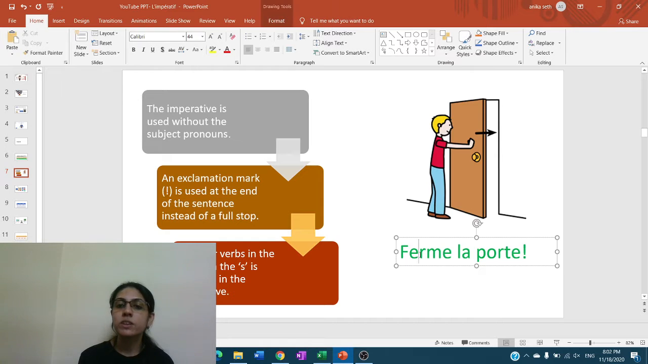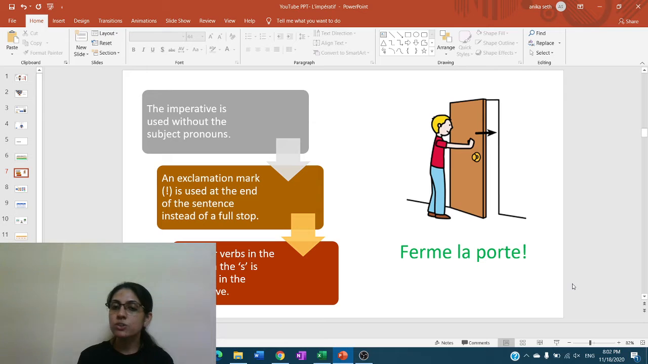So see the example over here. Ferme la porte. Now from the conjugation of the verb, we can make out that this instruction is being given to one person because the verb which is conjugated here, ferme, is with tu form. S has been removed from the verb. If it was with nous, it would have been fermons. If it was with vous, it would have been fermez. So since the conjugation of the verb is singular, that is with tu without the S, we know this instruction is being given to one person.